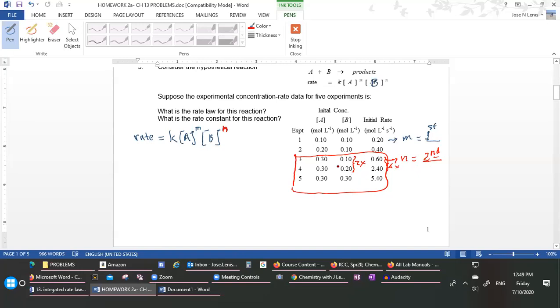Just to make a confirmation, let's triple the concentration of B, so that's 3x. Look, from 0.10 to 0.3, the concentration went up 3 times. Let's analyze what happened with the speed. It went up how many times? From 0.60 to 5.40. It's easy, right? It's 5.40 divided by 0.6. How many times? 9x, which is 3 squared. That's confirmation that it's second order.